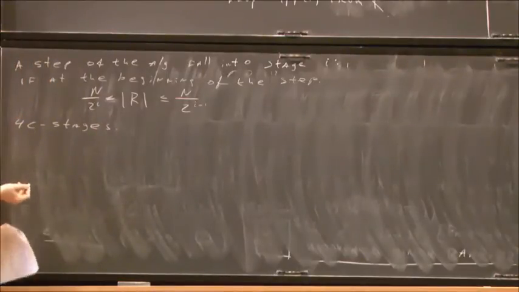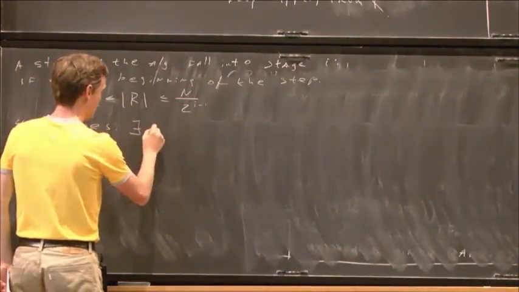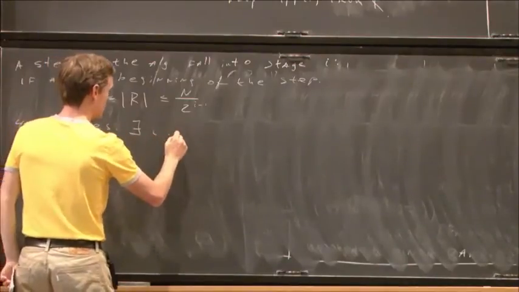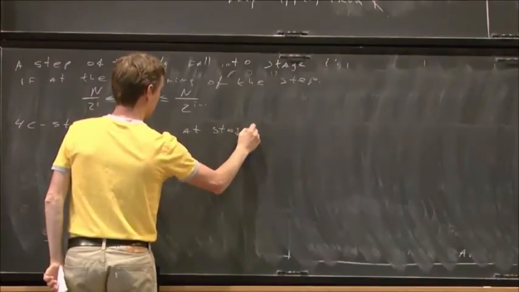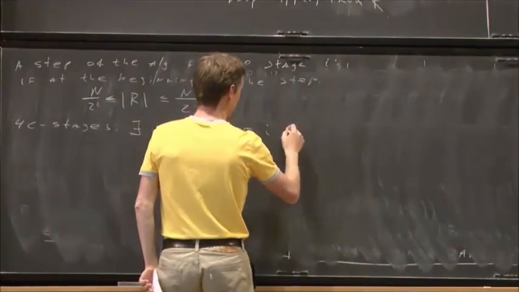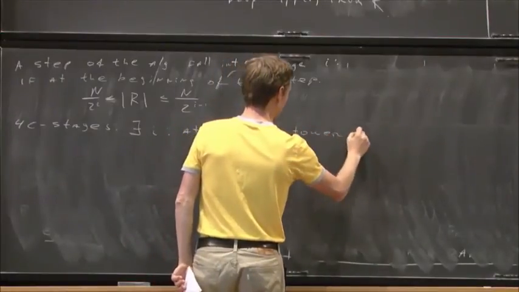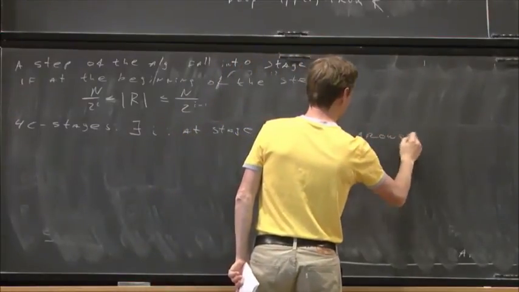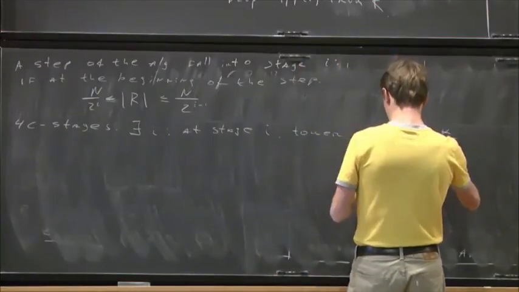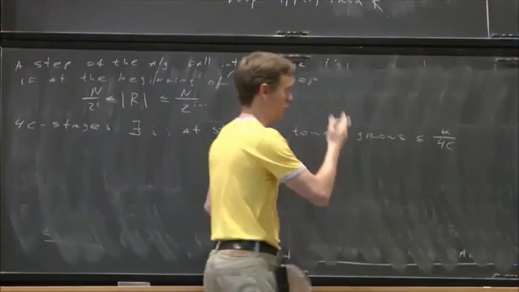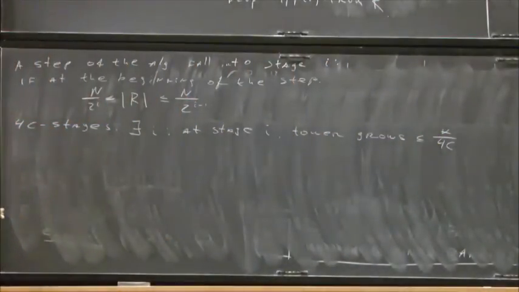So at one of these stages, at some stage number I, there exists some I among these 4c stages such that at stage I the tower grows by at most k over 4c. Because overall it can grow by at most k, so among the first 4c stages, there would be a stage when it doesn't grow much. So now we'll restrict our attention to that stage I.